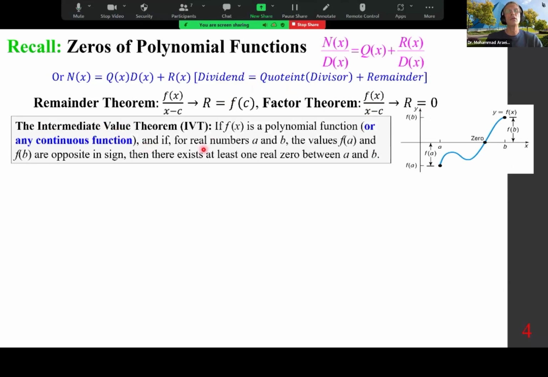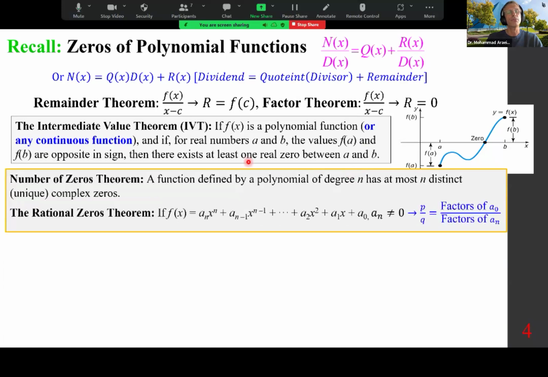The intermediate value theorem, or IVT for short, says if f of x is a polynomial function or any continuous function, and if for real numbers a and b, the values f of a and f of b are opposite in sign, then there exists at least one real zero between a and b. So f of a is, for example, negative, f of b is positive, and 0 is in between. For a continuous function, it has to cross the x-axis, or it must have a 0.